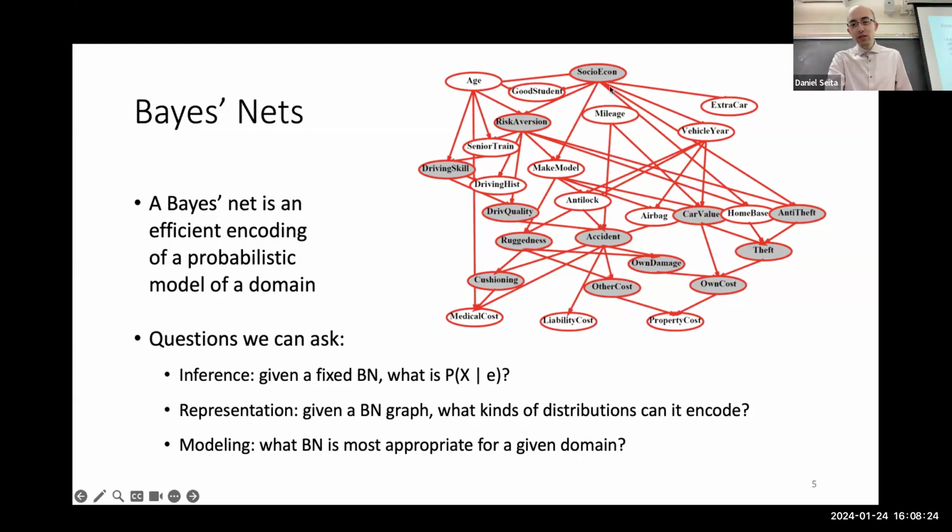So you remember that this was the Bayes net of the car accident, or the factors that might lead to car accident, medical costs, liability, or basically insurance. Again, you can do things like inference. So given this Bayes net, what is the probability of X given E? So E is short for evidence. You can think of E as a set of arbitrarily many random variables and an assignment to their values.